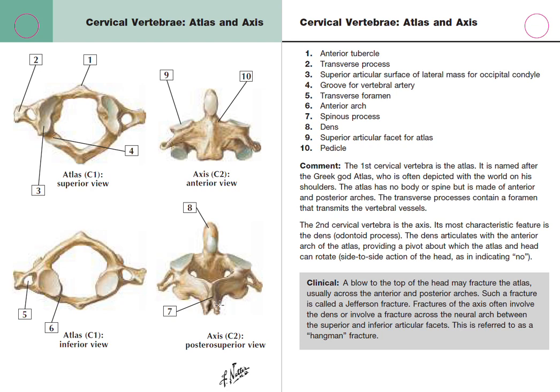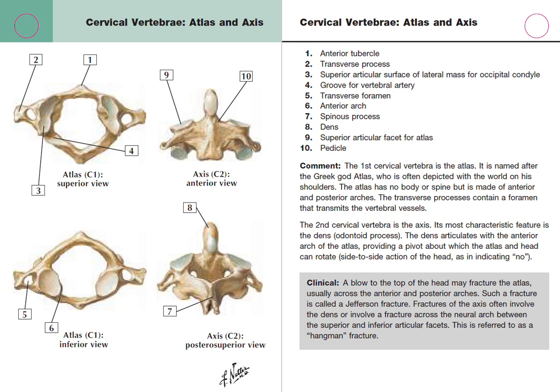Going down from the atlas or C1 to the axis or the C2 vertebral body is number 7 here, the spinous process. The spinous process is the most posterior aspect of the axis or C2. Number 8, the dens. Number 9, the superior articular facet for the atlas. And number 10 is the pedicle.